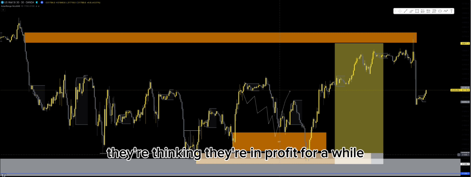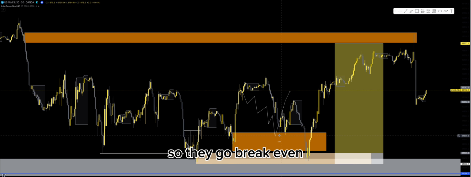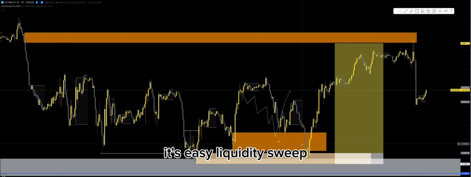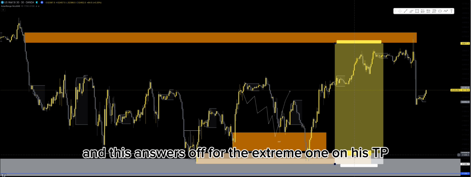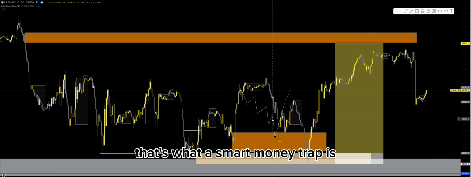I wanted everyone to enter off of this one. They're thinking they're in profit for a while, so they go break even. And when they go break even, it's an easy liquidity sweep. They're taken out of the trade, and it enters off of the extreme one and hits TP. It's as simple as that, guys. That's what the smart money trap is.